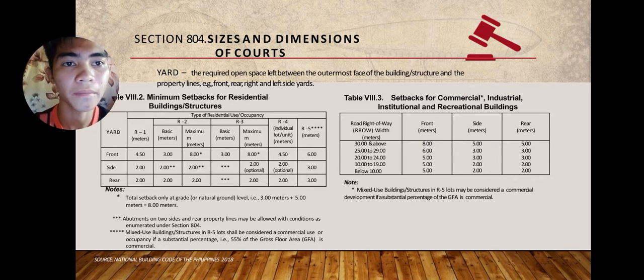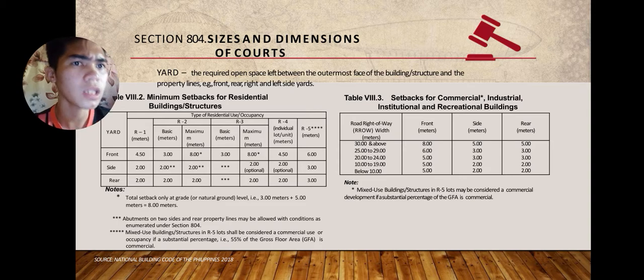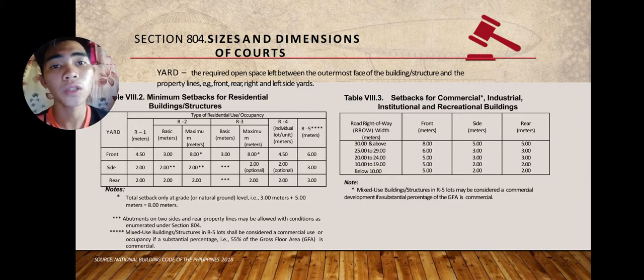First is the minimum requirement for size and dimension of courts, which is in the table. Then table 2, then table 3, setbacks for commercial, industrial, institutional, and recreational buildings, with front, side, and rear. Mixed use building structures in R5 lots may be considered a commercial development if a substantial percentage of the GFA is commercial.